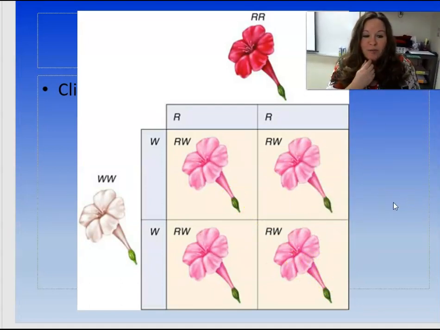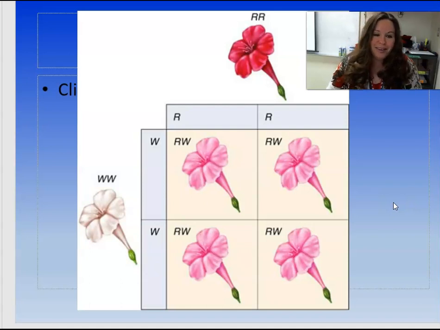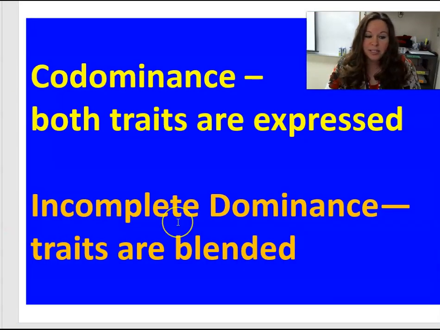So use whichever you like, and I'll know what you mean, and I won't be confused by it. So that's incomplete dominance. Neither allele is dominant over the other, so you get a blending effect, like red and white making pink. All right.